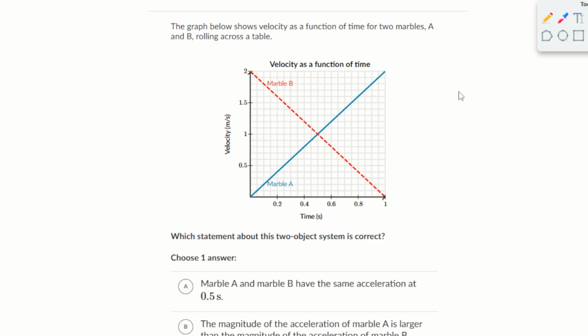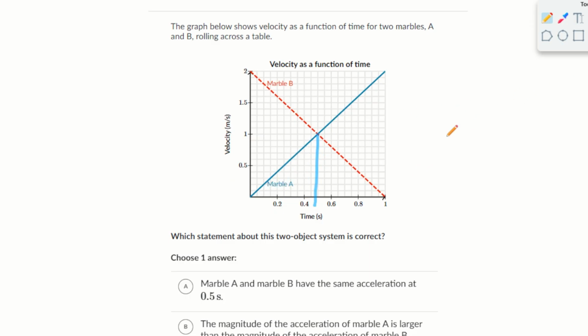The graph below shows velocity as a function of time for two marbles, A and B, rolling across the table. Which statement about these two objects system is correct? Without looking at the answer choices, we can't really answer the question. But before we do that, let's identify some stuff about this graph. First of all, we can tell that this is a velocity versus time graph. And knowing that, we know that the slope of the graph is going to be acceleration, and the area under the curve is the displacement.